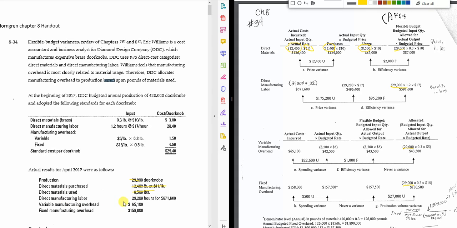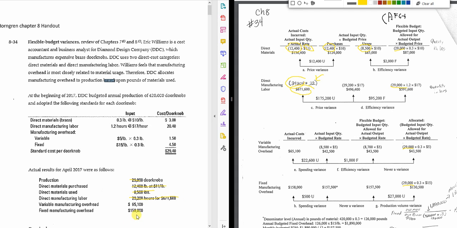Next one, direct manufacturing labor, 29,200 for 671,600. So I have my 21,200 there. They don't give me the rate per hour, but they do give me the 671,200. So I can back into the rate of 23. Not all problems ask me for that rate, but I certainly can back into it. So please use a little common sense. Most people don't get paid $671,600 an hour. So don't do something that makes no sense.